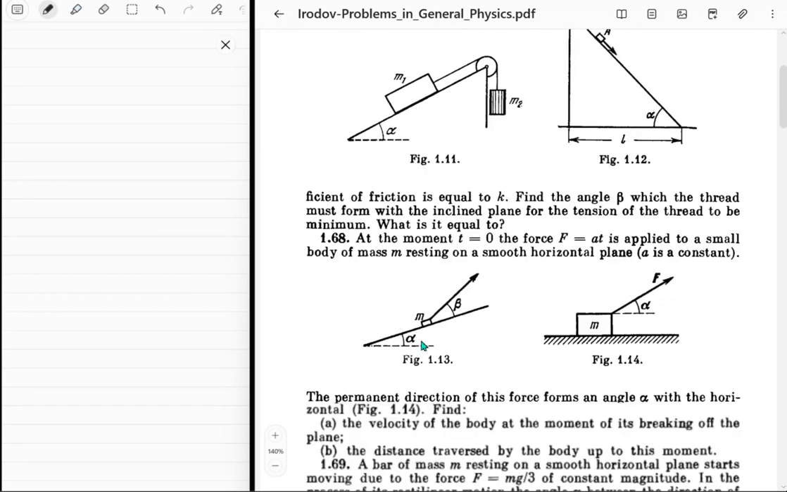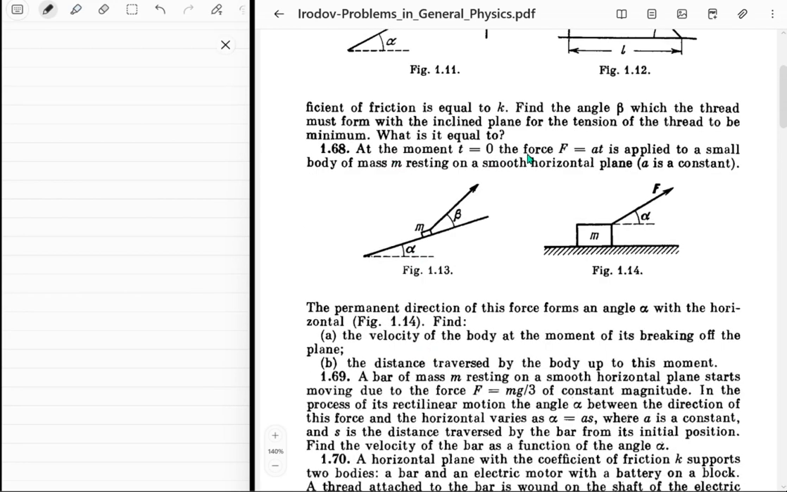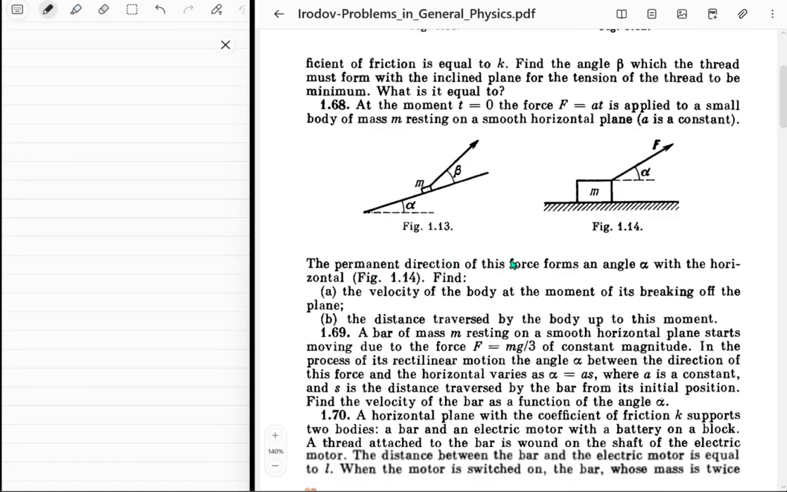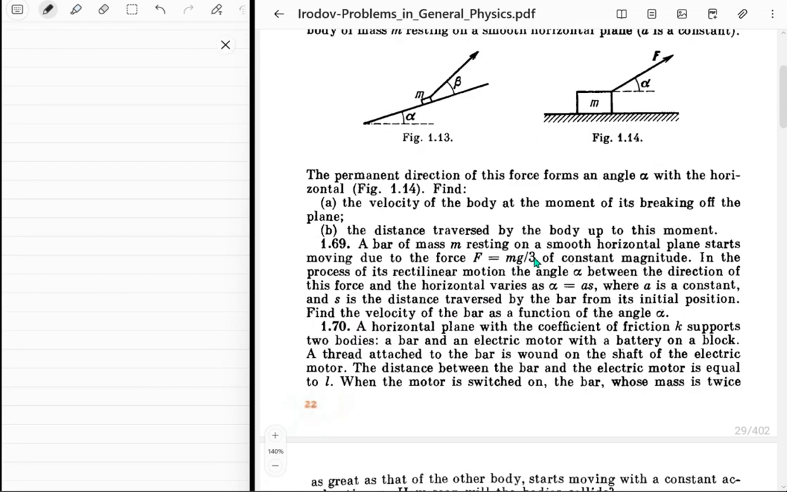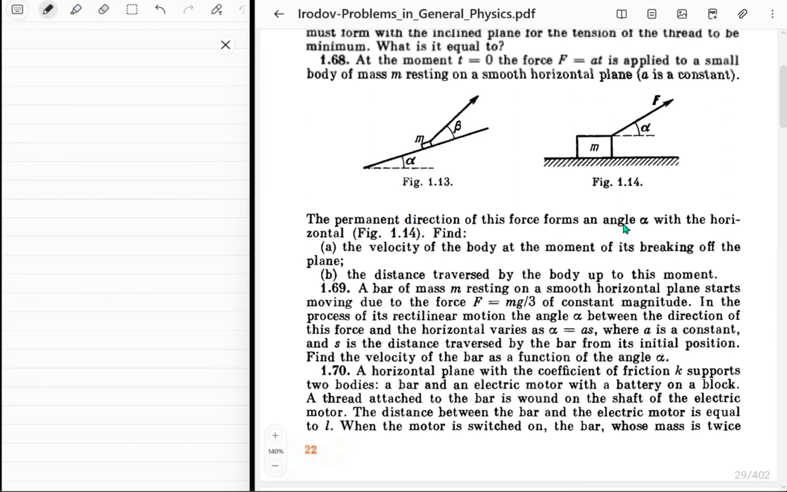Let's go to 68. At the moment t equal to 0, the force F equal to a t is applied to a small body of mass m resting on a smooth horizontal plane. The permanent direction of this force forms an angle alpha with the horizontal. Find the velocity of the body at the moment of its breaking off the plane. Oh, come on. Okay. Distance traveled.